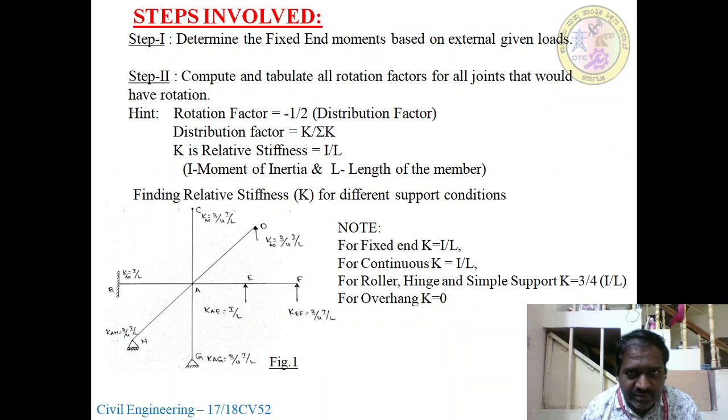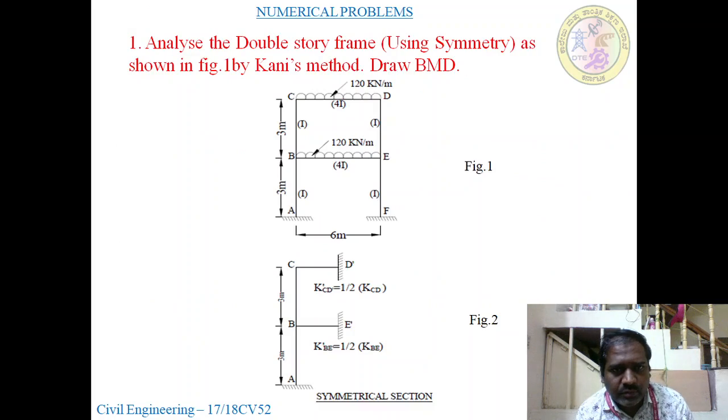So these are the steps involved in analyzing the structures by Kani's method. Here, analyze the double story frame using symmetry as shown in figure 1 by Kani's method. Draw BMD. So here check: A is fixed, B we can take as continuous or rigid, C is continuous or rigid, D is rigid, E and F will be the fixed moment.